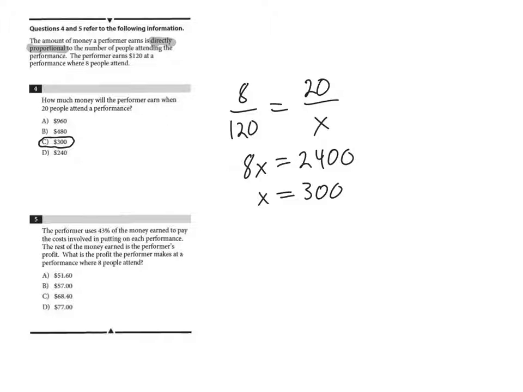Number 5, the performer uses 43% of the money earned to pay the costs involved in putting on each performance. The result of the money earned in the performance is the performer's profit. What is the profit the performer makes at a performance where 8 people attended? Well, 8 people attended, then he brought in a revenue of $120, but he only got a portion of that because he used 43% to pay the costs involved in the performance.